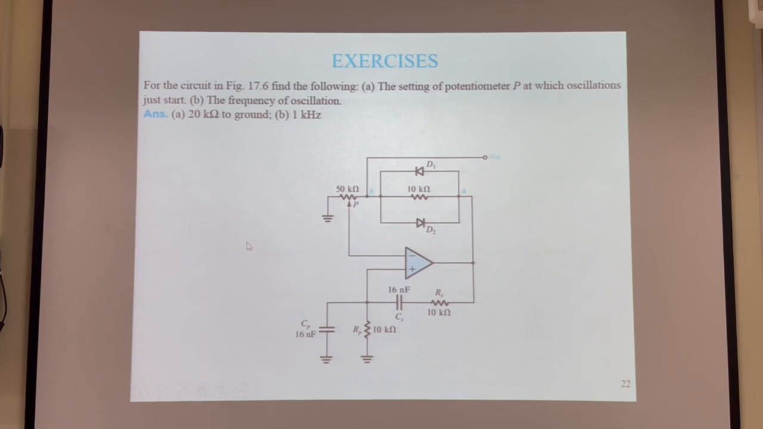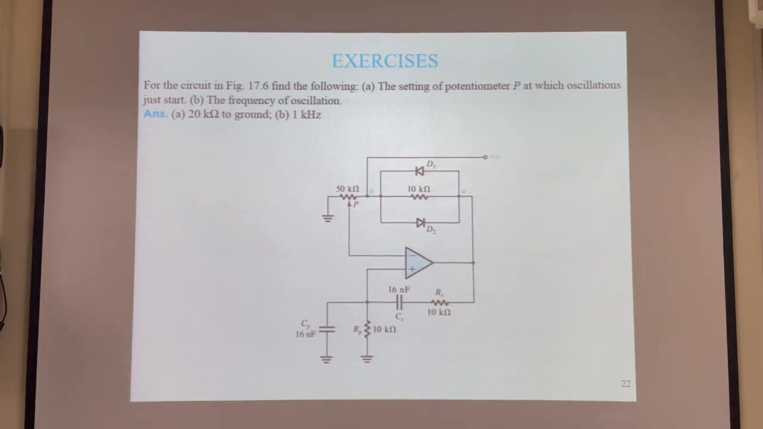So we have this exercise. Kumil, could you read this exercise? For the circuit in figure, find the following in the setting of potentiometer P: oscillation just start, the frequency of oscillation. Okay.